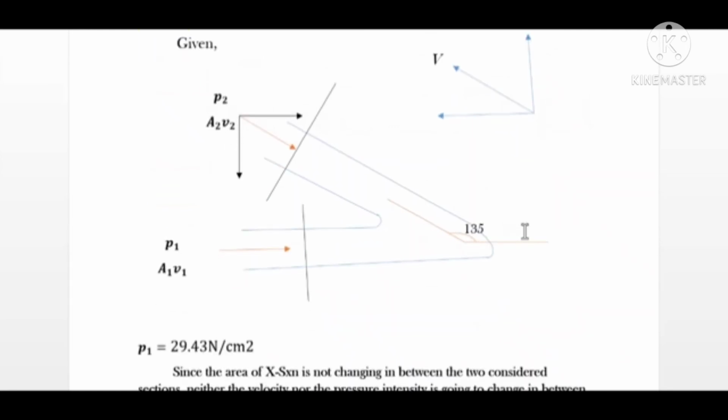Sorry, the diagram making on this word is not so good. So I hope you will somehow get the view of the pipe.